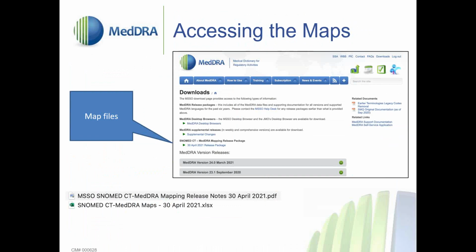Again, for MedDRA users, you can access the maps in the download section of MedDRA.org. As you can see, there is a heading, a subheading for the SNOMED CT MedDRA mapping release package. And in that package, you will find the release notes as well as the Excel workbook that I just showed you with the 2 spreadsheets. This Excel workbook can be formatted in whatever format you might need through simple file conversion software or just by using a simple save as. So if you need to make a conversion, you should be able to do that fairly easily.